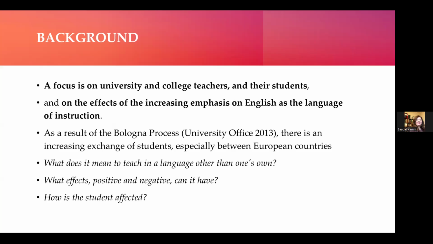However, teaching is usually done by teachers with expertise in their own discipline, but only sometimes with reasonable knowledge of English. This leads to many questions. What does it mean to teach in a language other than one's own? What effects, positive and negative, can it have? And how is the student affected?